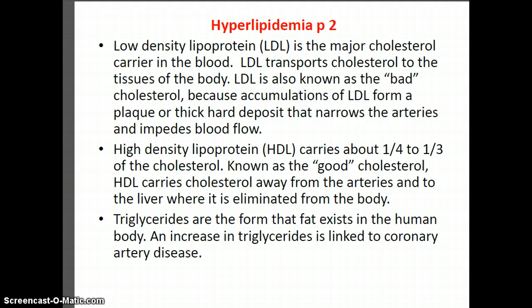All right, and this is another definition of triglycerides as well. Any of these higher lipids in the blood, high triglycerides in the blood, are definitely risk factors for coronary artery disease.